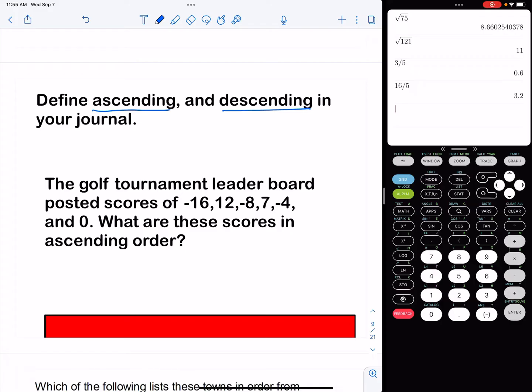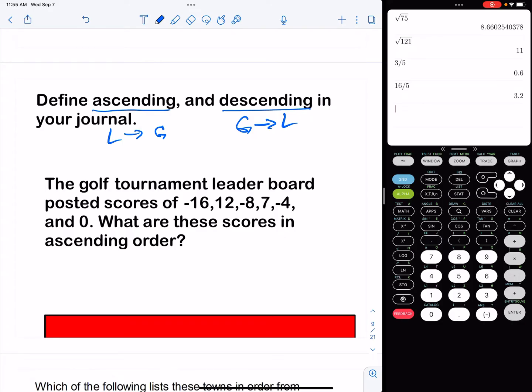Okay, so descending, let's look at that one first because we understand that one the best. To descend, if we were on a mountain and we were to descend a mountain, that means we're going from the top to the bottom, going downhill. So descend means I'm going to go from greatest to least. So if descend means to go from greatest to least, what does ascend mean? Ascend means to climb, which would be least to greatest. So please make sure you have those vocabulary words defined in your notes.